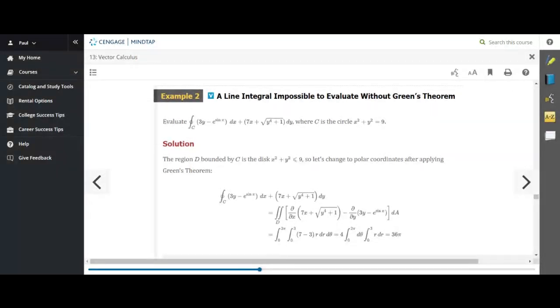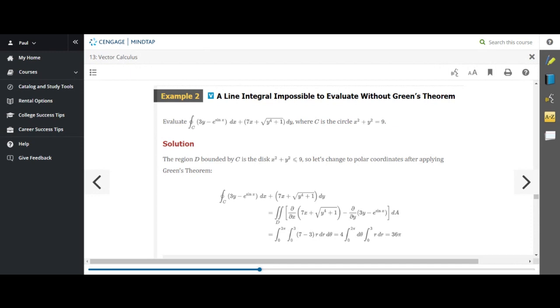Okay, so sometimes Green's theorem can be used also to evaluate a line integral that would be impossible to evaluate using the definition in section 13.2. So in example 2, you see that circle on the integral there? The circle that they draw on there means that the path is positively oriented. That's what that circle notation means there.